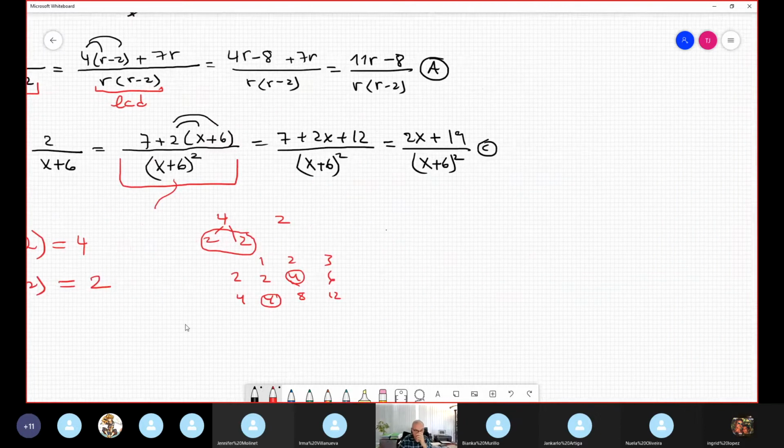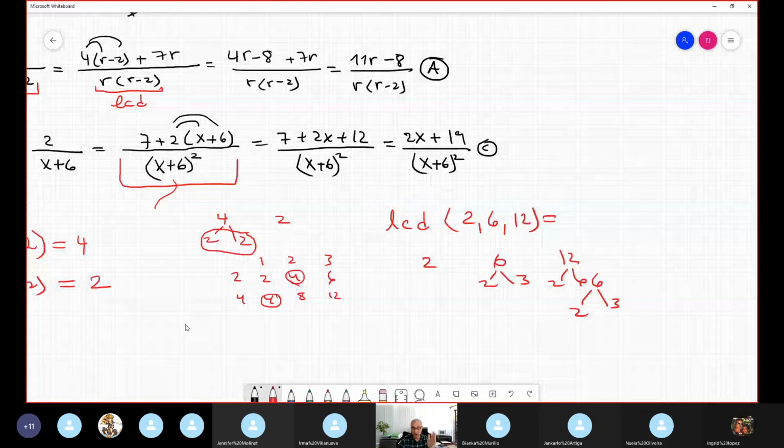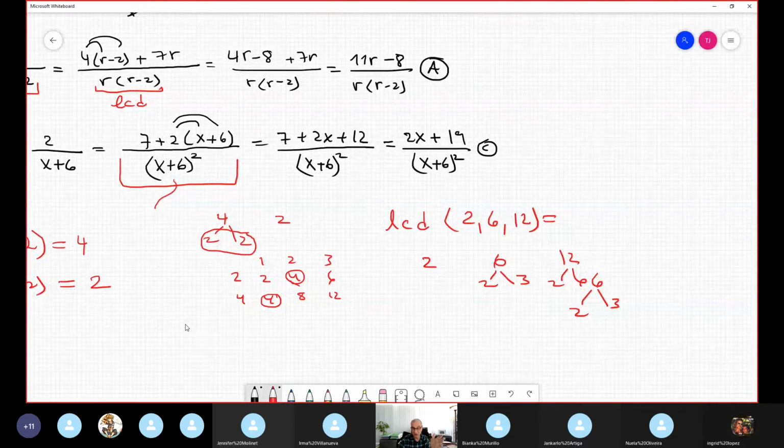Suppose what is the least common denominator between 2, 6, and 12? Well, 2 is 2, 6 is 2 and 3, and 12 is 2, 2, 3. The rules say you take every factor involved in my problem. Every factor involved in my problem is 2 and 3, no more. So my answer contains 2 and 3.